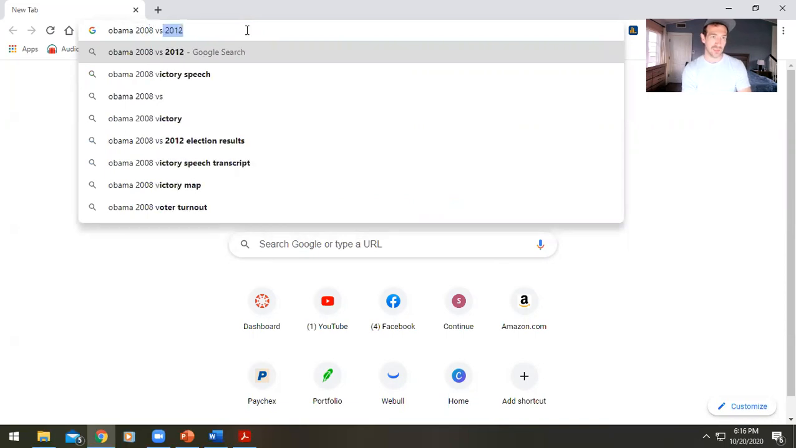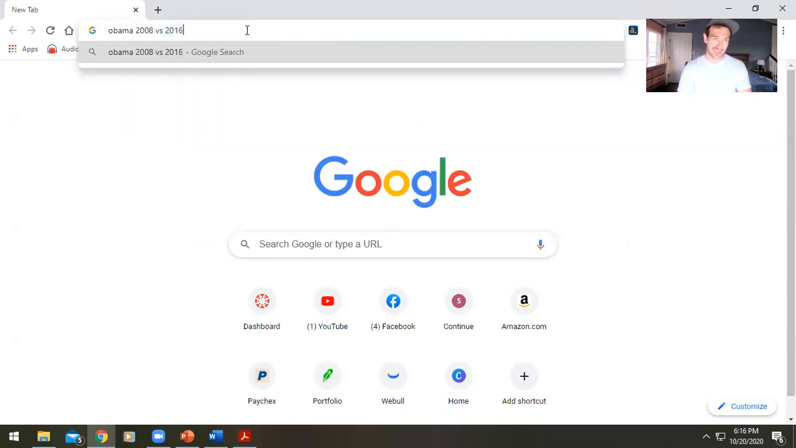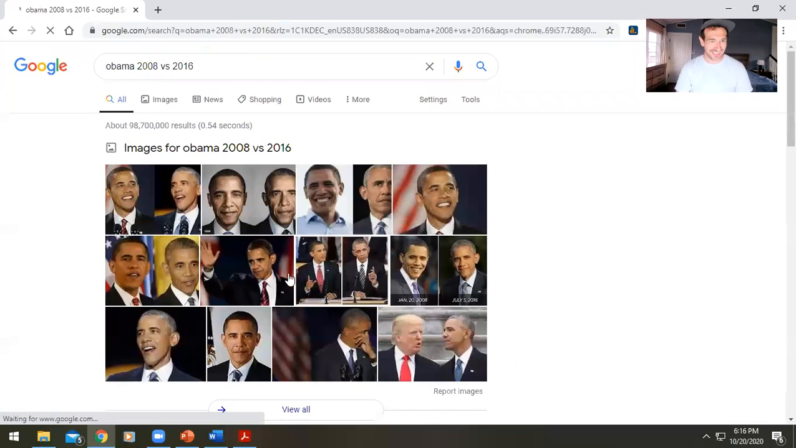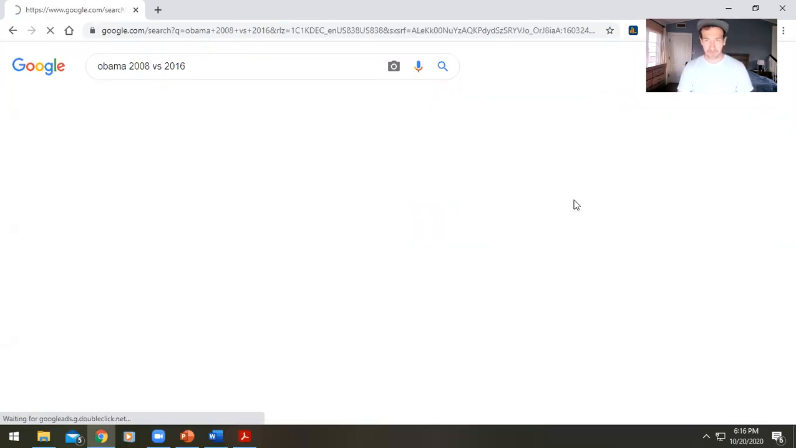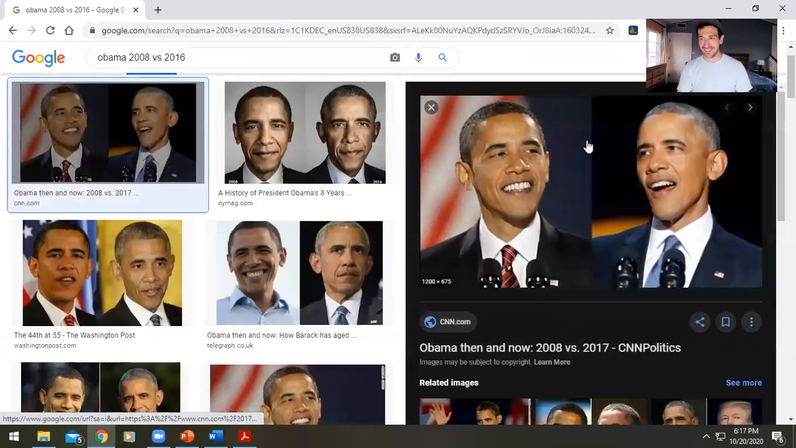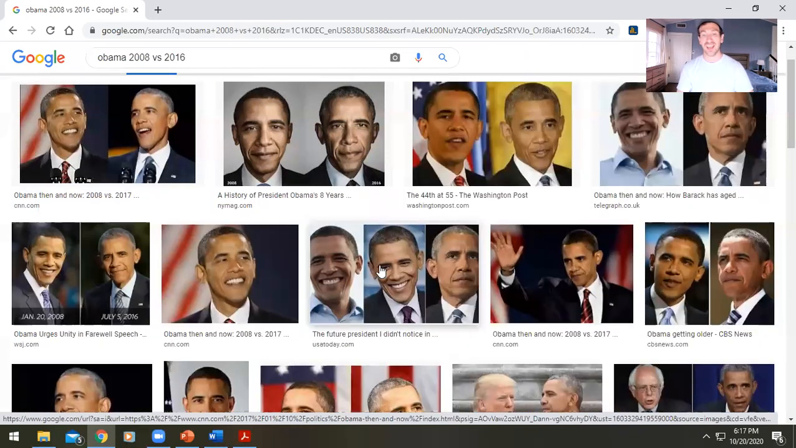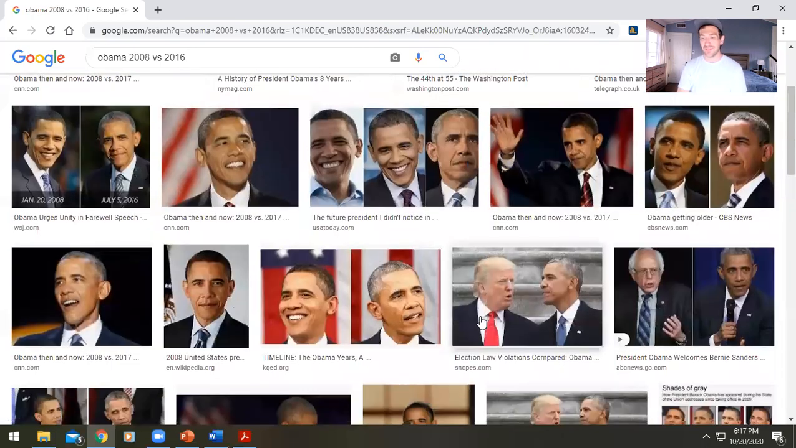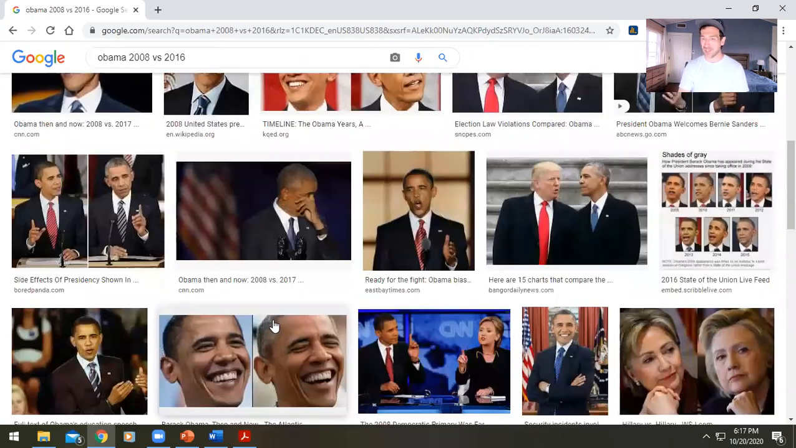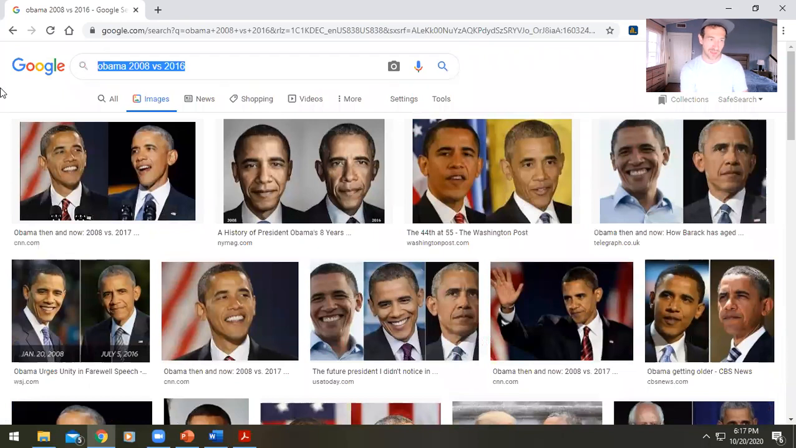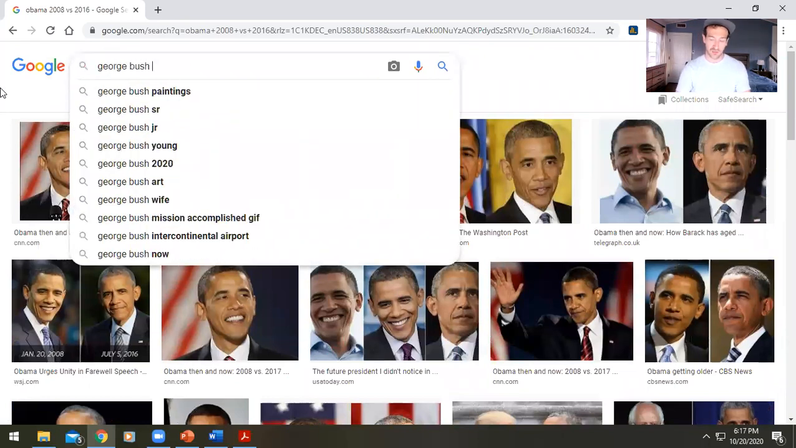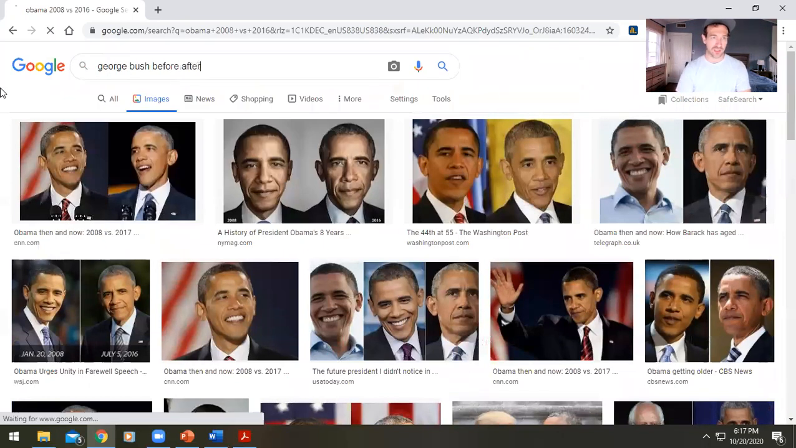2008 versus 2016. That is a pretty big difference in not that many years. That's 2008 versus 2017. Skin looks really good still, but look at the hair, right? If you look at how the presidency ages people, George Bush was a great one. George Bush, before, after.